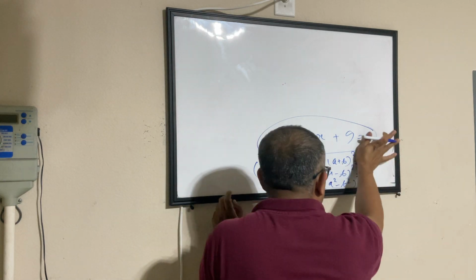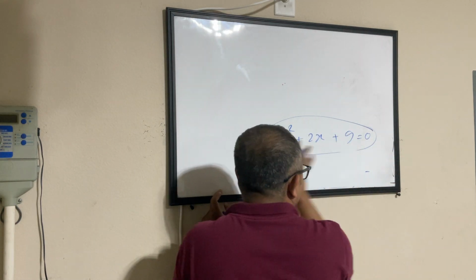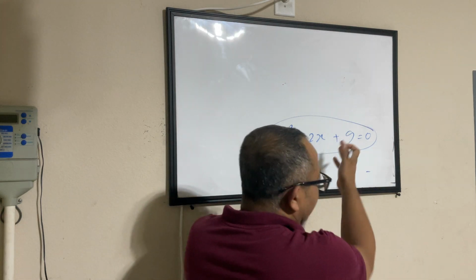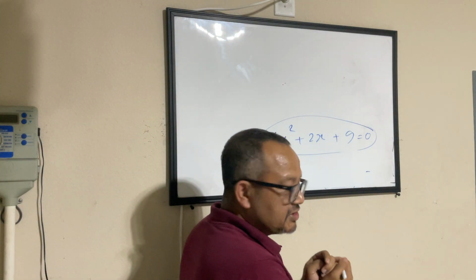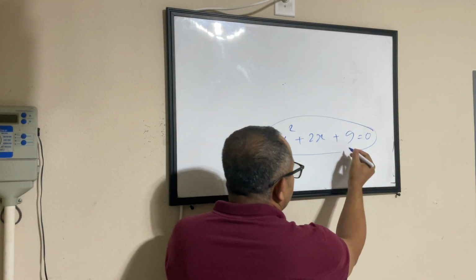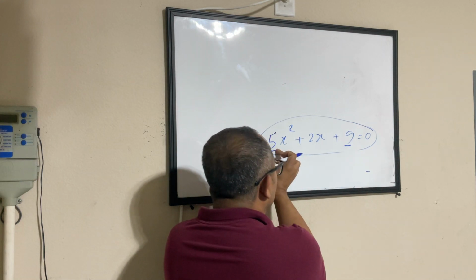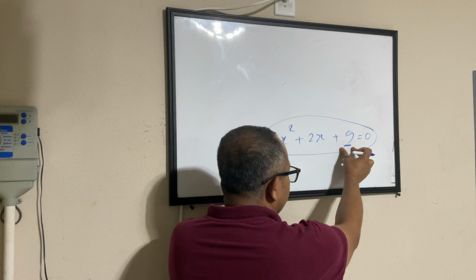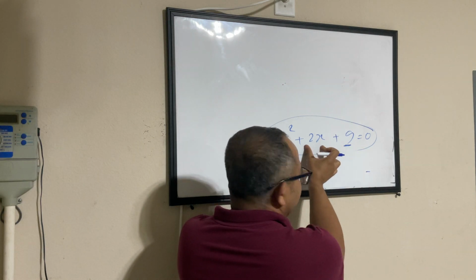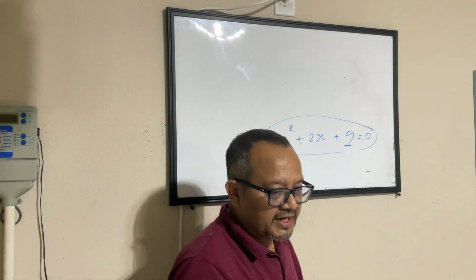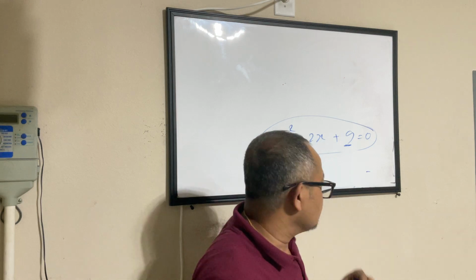That is one approach. The second approach is you try factorizing by using a and c. You multiply a and c, the coefficient of x squared and the constant, and then try breaking the b. That is the second solution approach.